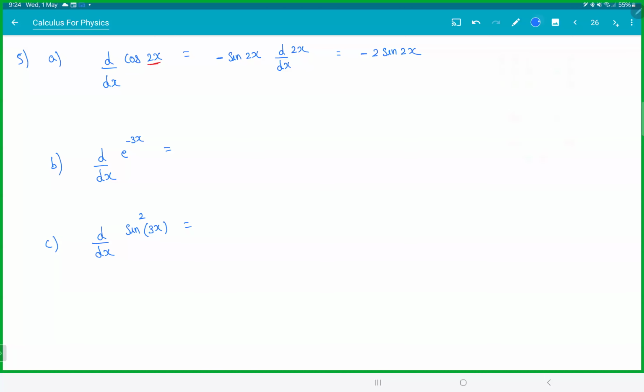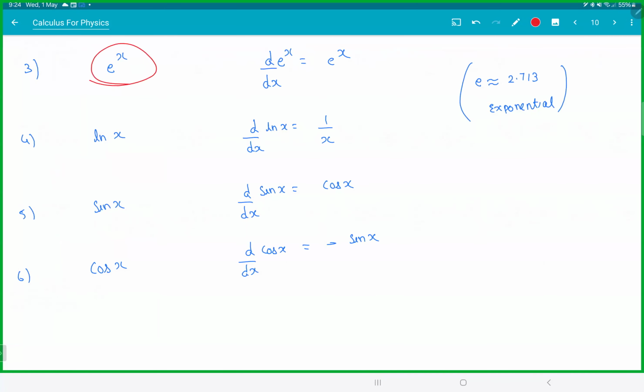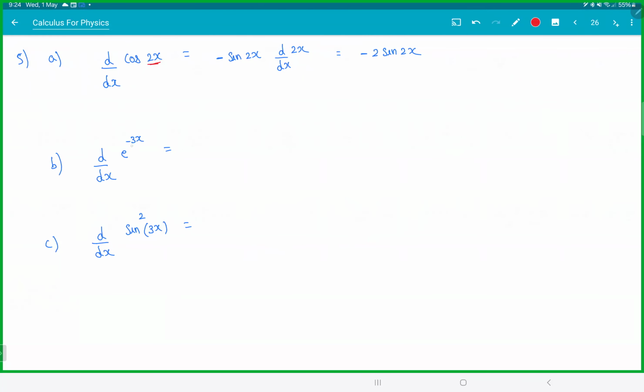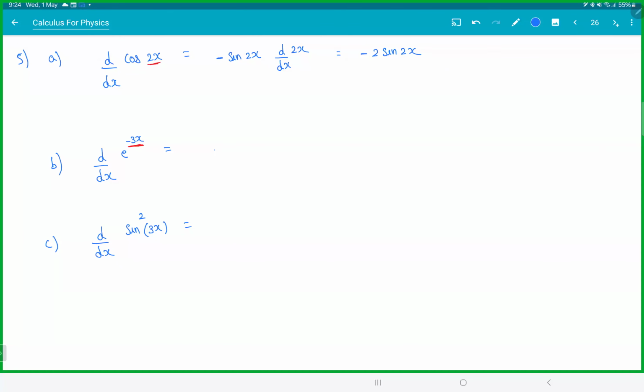Look at the second one. This is looking like what? This is looking like the identity e power x. So the differential of e power x is e power x only. Now this is looking like e power some function. So that function is minus 3x here. So what is e power something? E power something is e power something. And then differentiate whatever is that function. Minus 3x, minus 3 will come out and dx by dx is 1. So e power minus 3x. Please check.